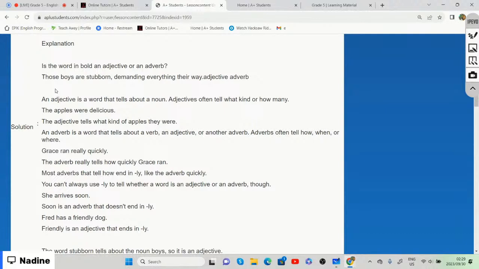For example, Grace ran quickly. So quickly is the adverb that tells us how Grace ran. And most of our adverbs that tell us how end in ly. That is why we have reasonably, remarkably, gently, hurriedly, quickly, right? They end in ly.